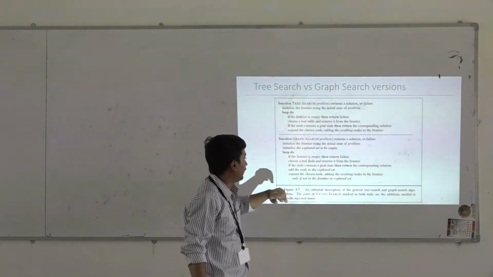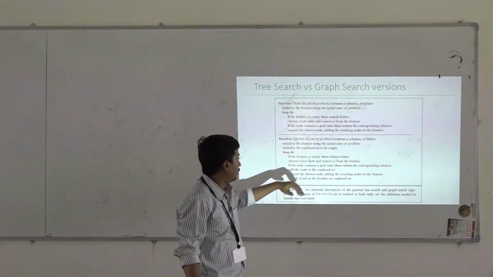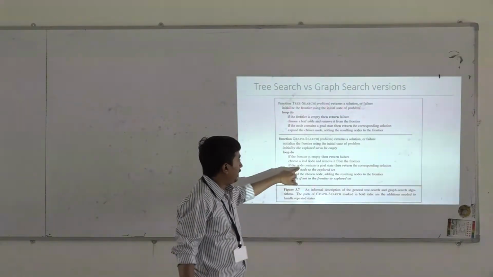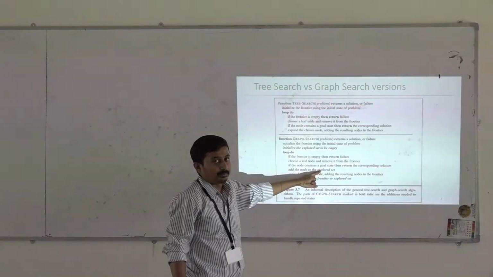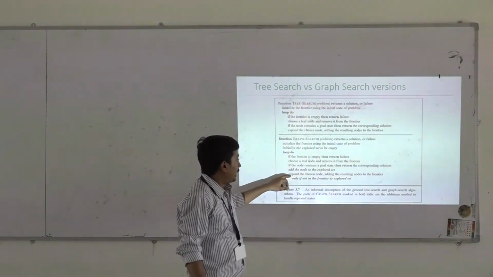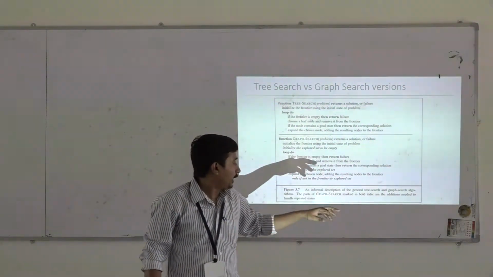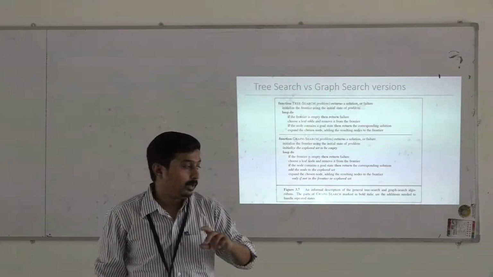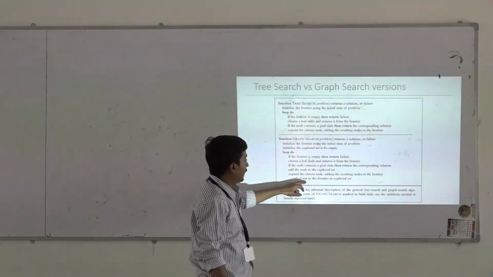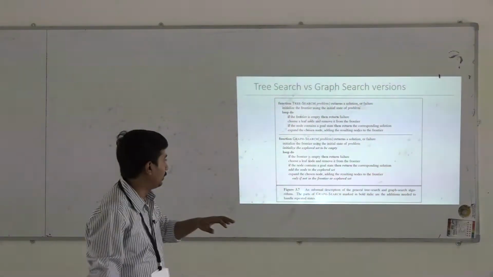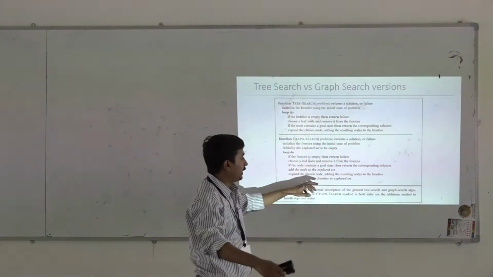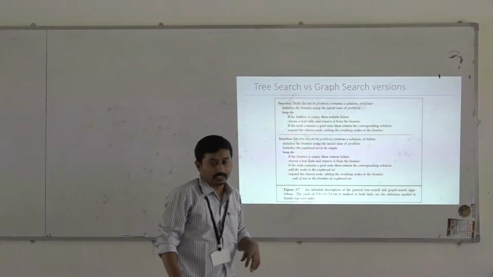The next one: if the frontier is empty, then return failure. Then choose a leaf node. If it is not a goal state, you add that node to the explore set. The next one: expand the chosen node and add its children only if those children are not in the frontier and explore set. Don't go in a loop. So you avoid the nodes which are already visited. That is the extra part.